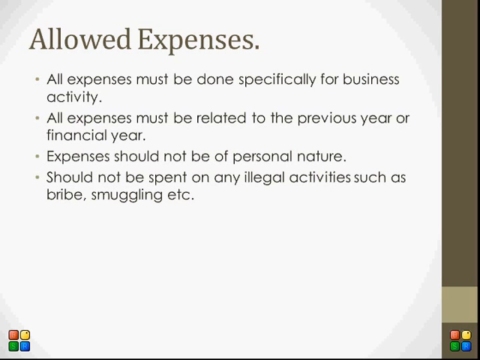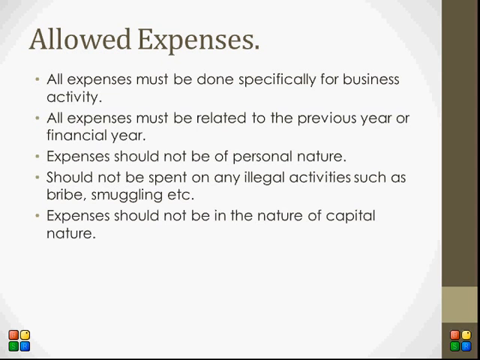Expenses should not be spent on any illegal activities such as bribery or smuggling. If you are claiming a deduction of expenses and those expenses are related to illegal activities, that means bribes. If you are giving a bribe to a government officer or to anybody else, or giving money to a particular group of persons not related to the business, then that amount is not an allowed expense. The expenses should also not be of a capital nature.